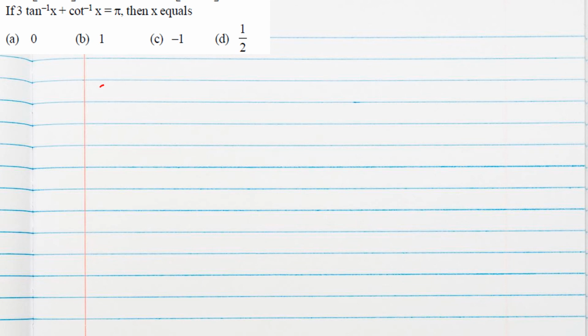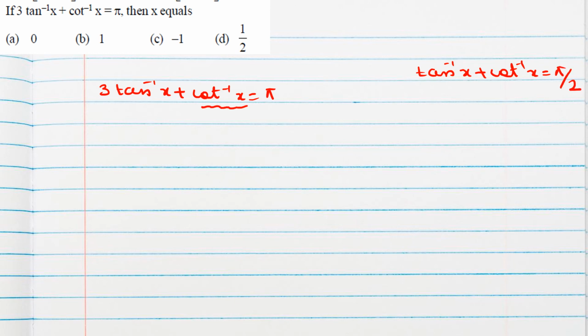Next question is 3 tan inverse x plus cot inverse x equals pi. Now after seeing this question, directly one property should come to your mind. We know tan inverse x plus cot inverse x is equal to pi by 2. So we have the cot inverse x term, but here 3 tan inverse x are there. So we will split it into 2 tan inverse x plus tan inverse x plus cot inverse x equals pi.